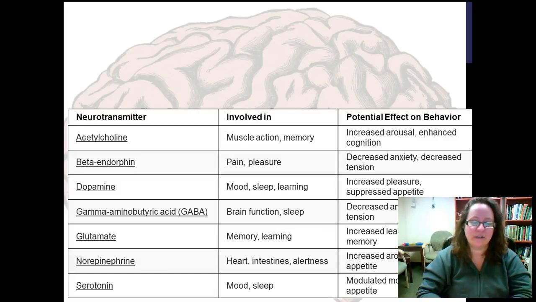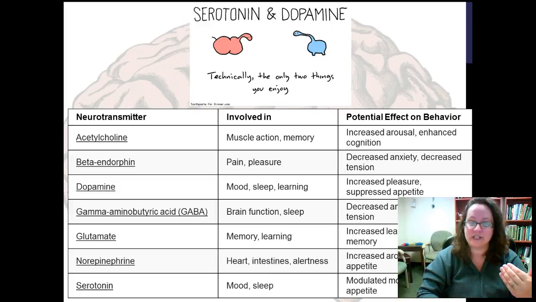So we've got acetylcholine. You can kind of read through. Dopamine is one we've talked about. Serotonin is one we'll keep coming back to in the course, as it's really relevant to depression. I love this comic. So serotonin and dopamine, technically the only two things we enjoy. Many of these pleasurable activities are releasing the serotonin and the dopamine.